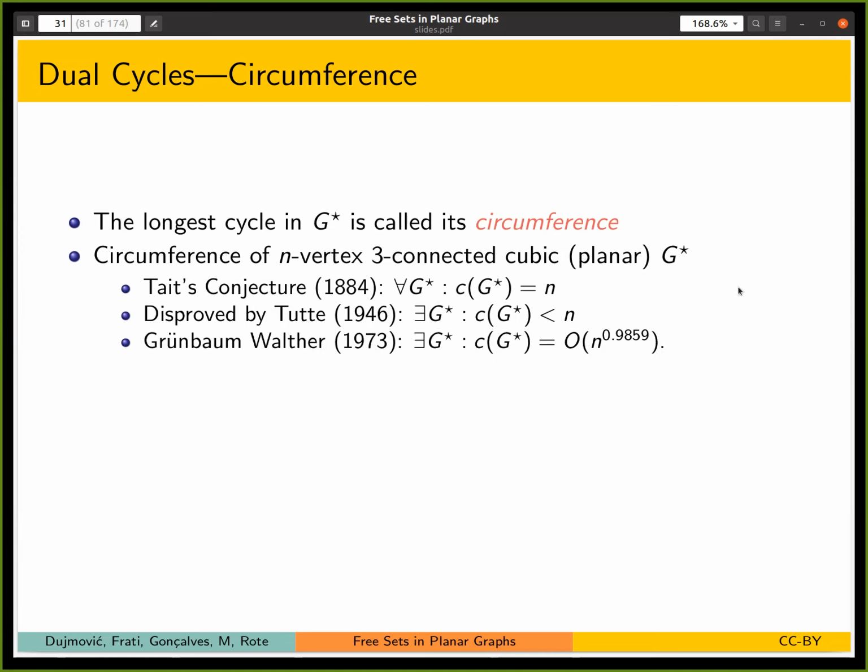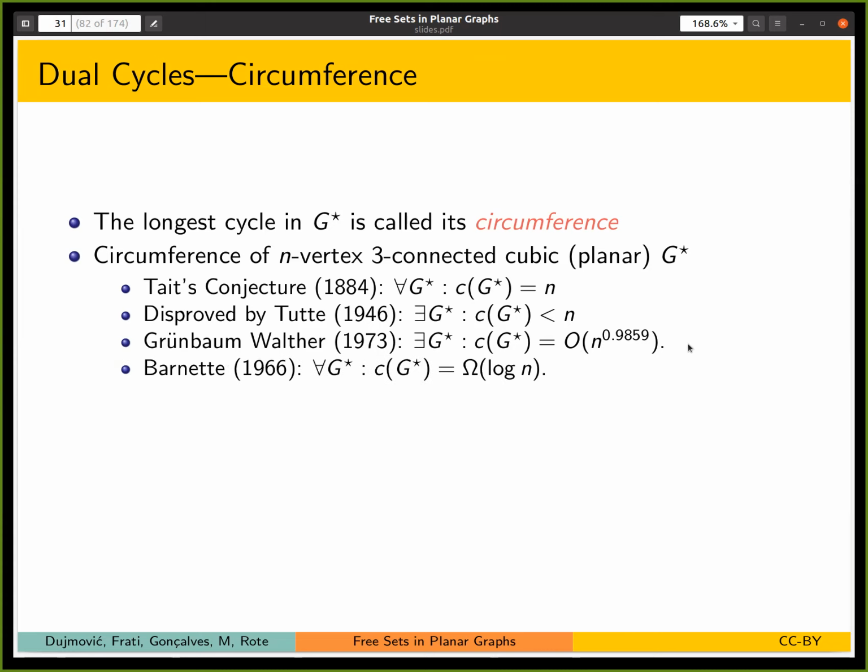I think there were two improvements, but the best still, I think, is Grunbaum and Walther, who show a 23 vertex graph with no cycle of length longer than 22, which, if you use that in a recursive construction, means that the longest cycle has length n to the log base 23 of 22. So that's for the lower bound side. That's where it ended, the year I was born.